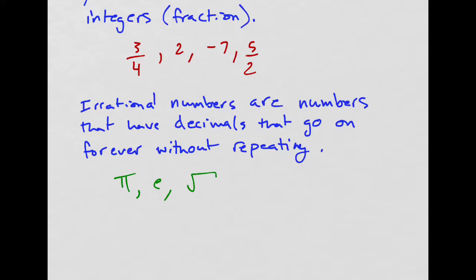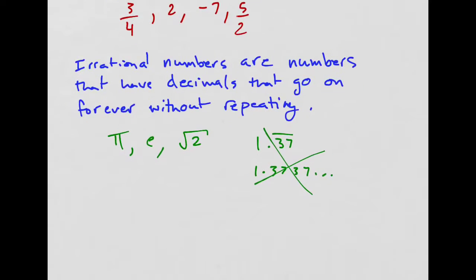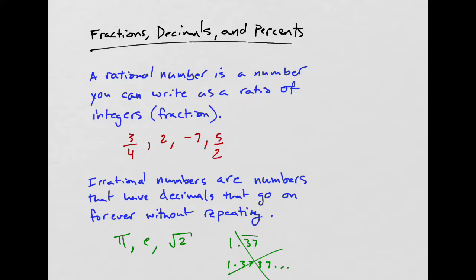Or like the square root of 2. If you put that into the calculator, the decimal won't repeat. And I'm talking about repeating, like I can say 1.37 repeating. That's the same thing as 1.3737. So the 3 and the 7 repeat. So that is not an irrational number. Those are rational numbers. You can figure out a fraction for that. But these have no fraction, but they're still numbers. They're just irrational. So we talked about rational numbers, which are fractions, and irrational numbers.